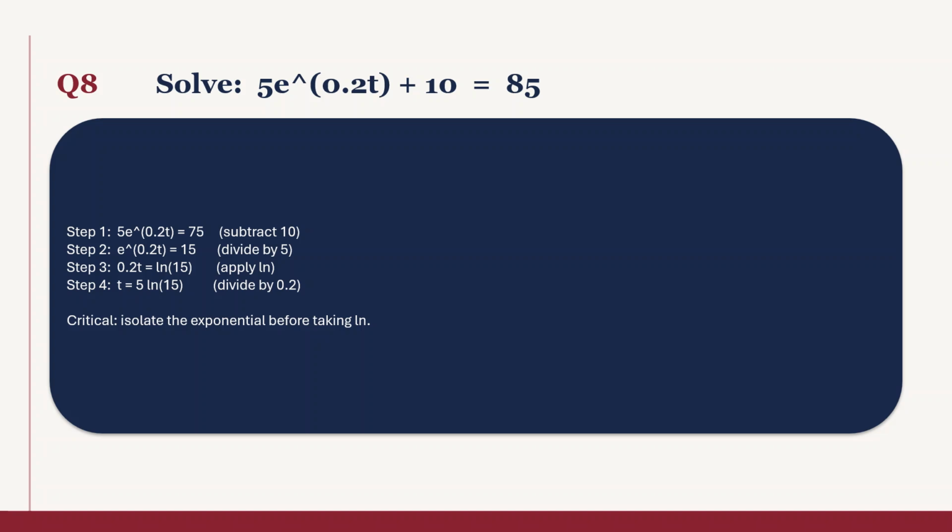Approximate value. Natural log of 15 is approximately 1.946. So t is approximately 9.73.